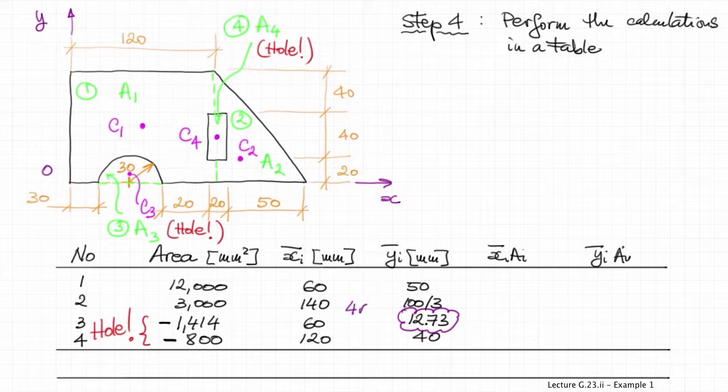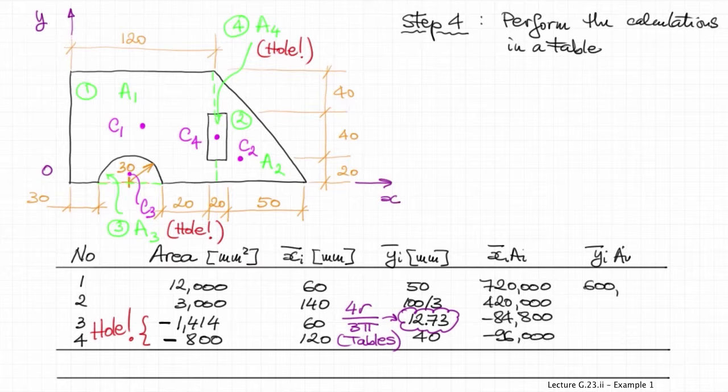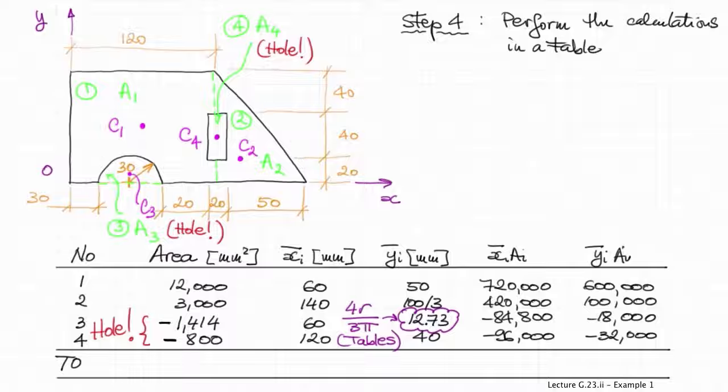Now, the y coordinate of the centroid for area number 3 is actually 4r over 3 pi for a half circle, and you can find this value from tables. There are tables in the textbook or elsewhere, and you do not need to memorize this because it will be given to you in an exam if necessary. All you need to memorize is the centroid for rectangles and triangles: at the intersection of diagonals for rectangles, and 1/3 from the base and 2/3 from the tip for triangles.